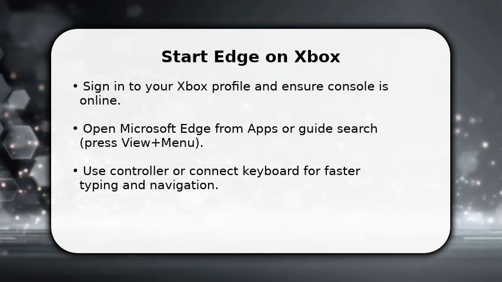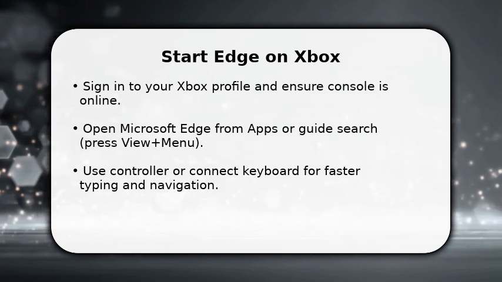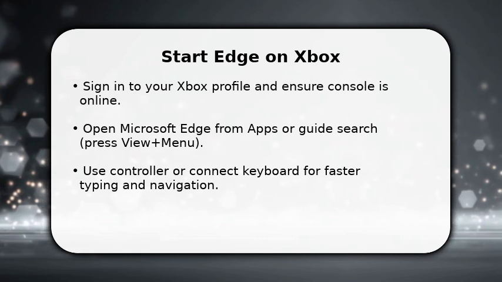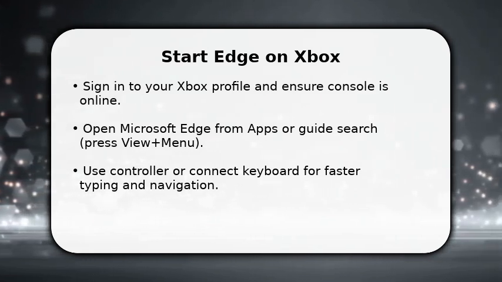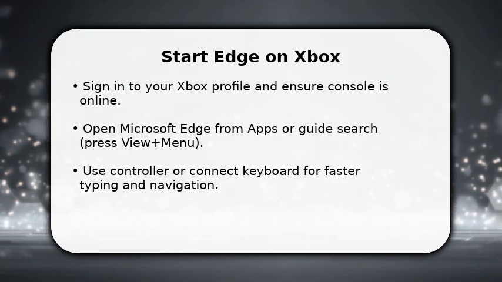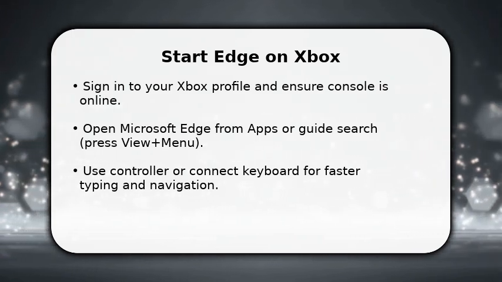Use the controller's thumbstick to move the cursor and press it to select. If you have a USB or Bluetooth keyboard, plug it in to type faster. Make sure to grant any requested permissions so Edge can access media and input, which speeds browsing and video playback.